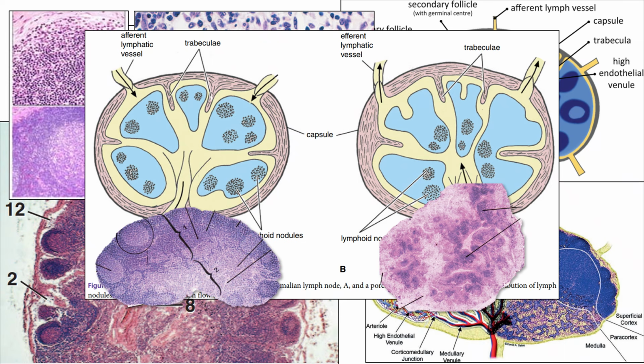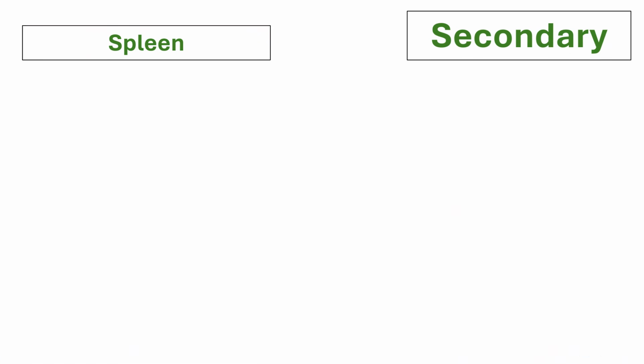So if you have enemies and you want to insult them, you can tell them, oh, your lymph nodes are inverted, and they wouldn't know. They wouldn't understand. Diba? Only you, a veterinary student, will get that. But anyway, moving on to the spleen.